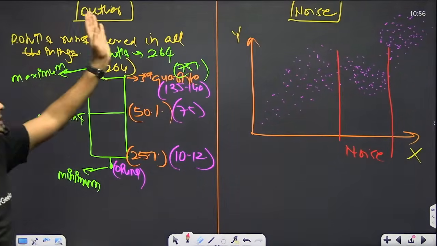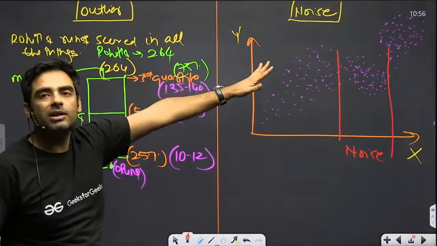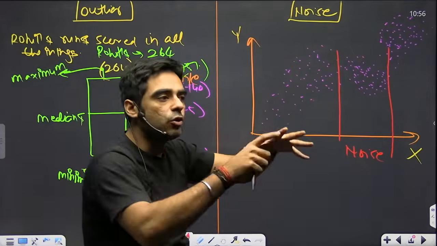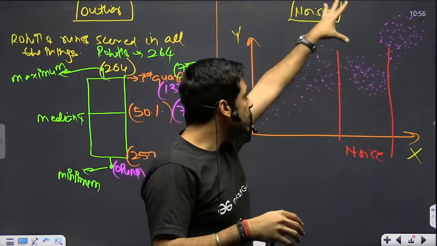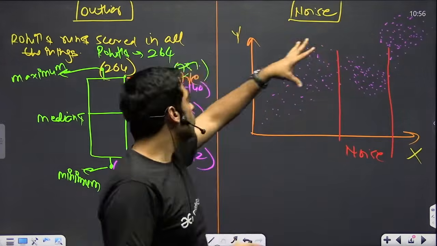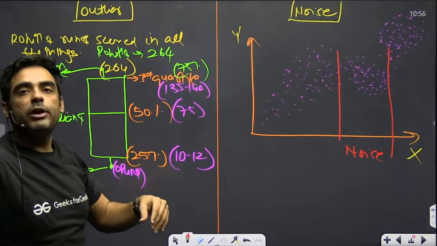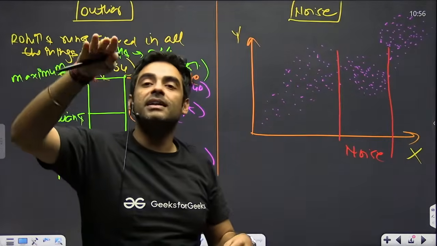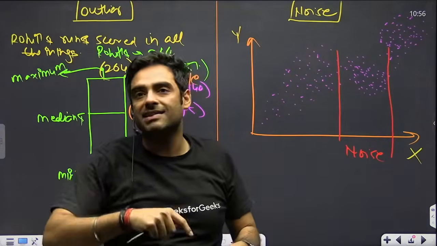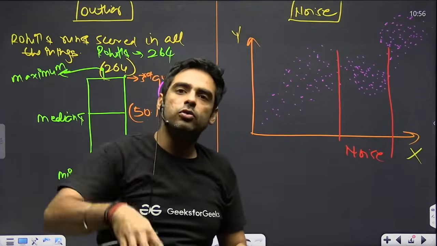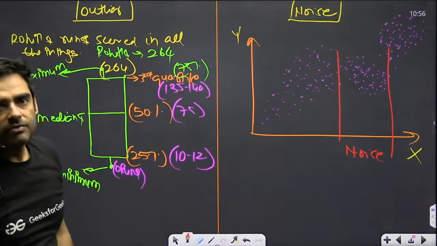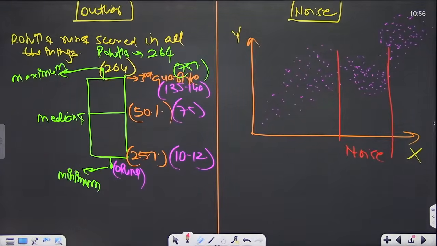So I think the differentiation between outlier and noise is that noise is the collective behavior of certain points in a data set that behave abnormally from the entire data set. But an outlier is a single point, or one or two or three points, that are abnormally on the higher side or on the lower side. Okay, so this is outlier and noise.